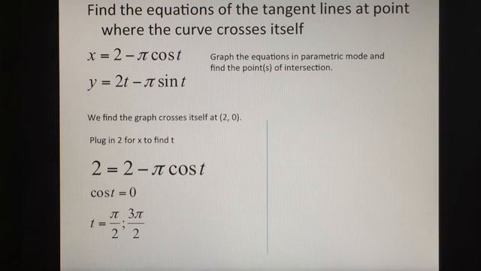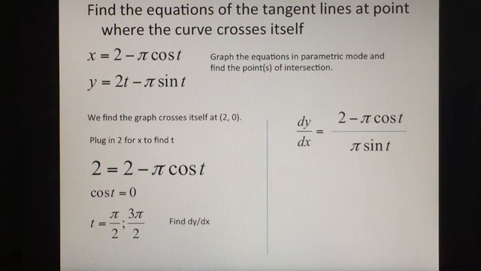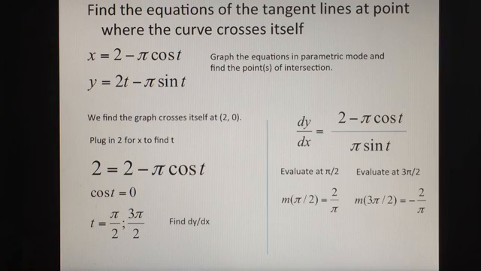Now we have to find dy/dx. So do that, dy/dx equals (2 minus pi cosine t) over (pi sine t). We're going to evaluate dy/dx at pi over 2. We find that that's equal to 2 over pi. Now we'll evaluate it at 3 pi over 2. We find that's equal to negative 2 over pi. So now we have y minus 0 equals plus or minus 2 over pi times (x minus 2).